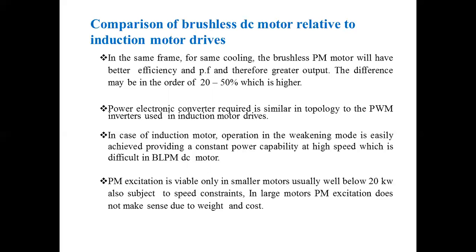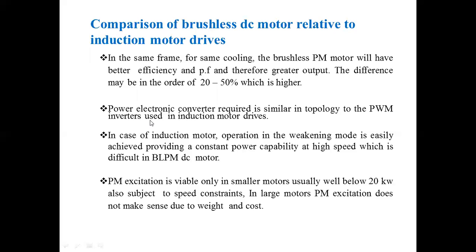Here, in the comparison of the brushless DC motors with the induction motor drives, if you observe, in the same frame and for the same cooling, the brushless permanent magnet motor will have better efficiency and power factor, and therefore greater output. The difference may be in the order of 20 to 50%, which is higher.